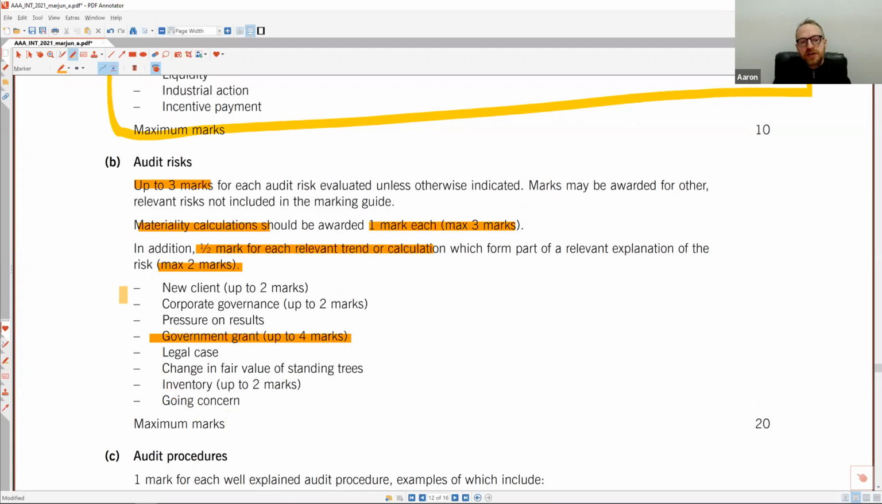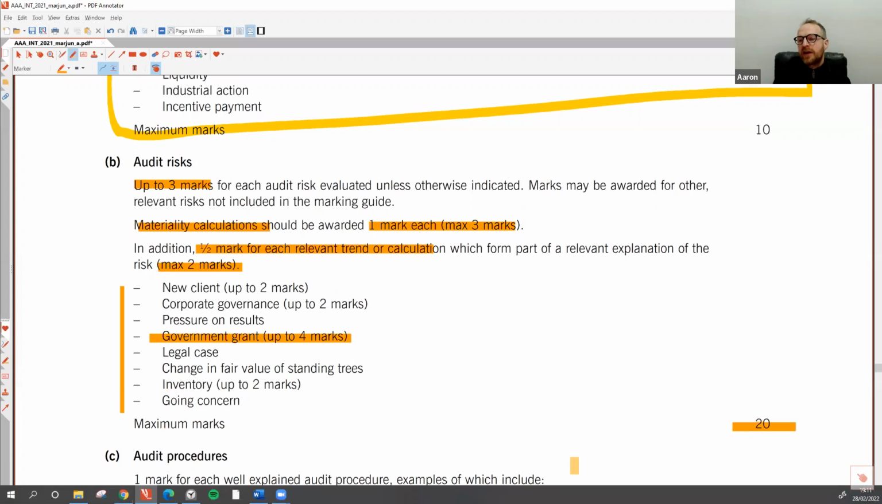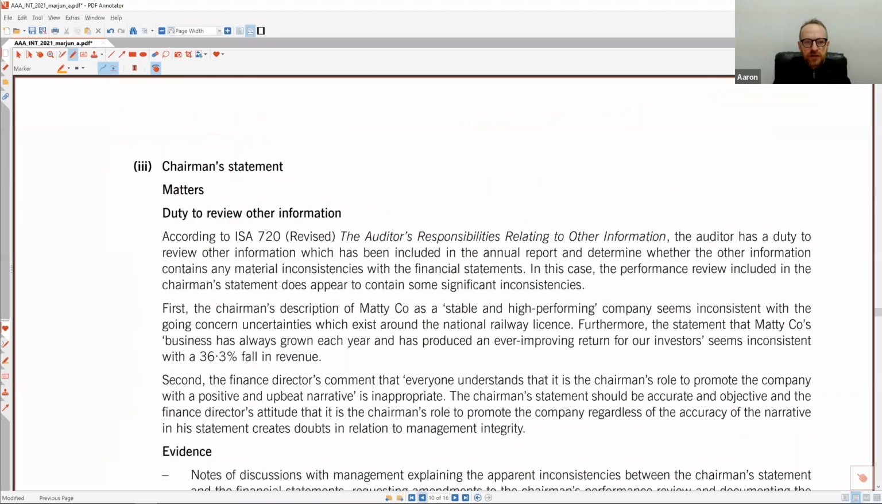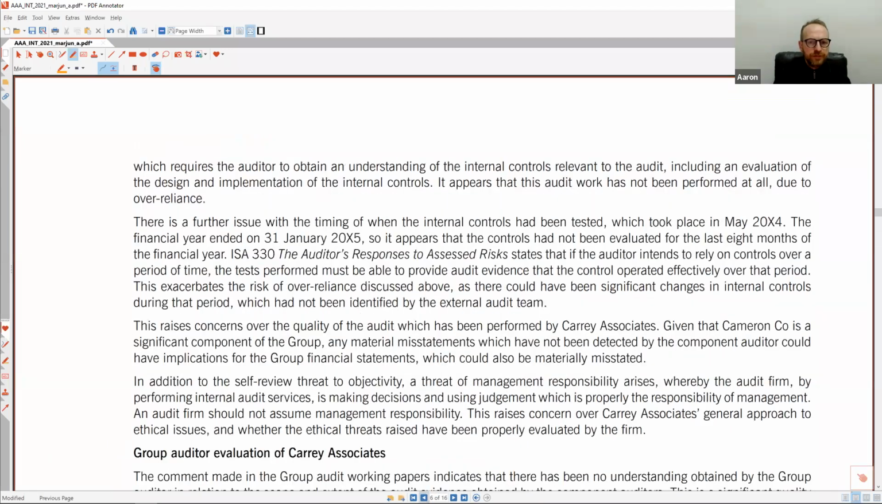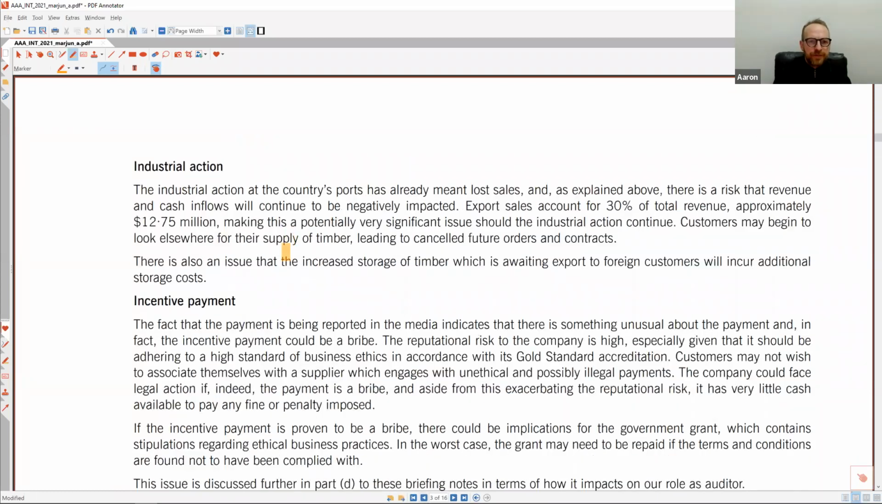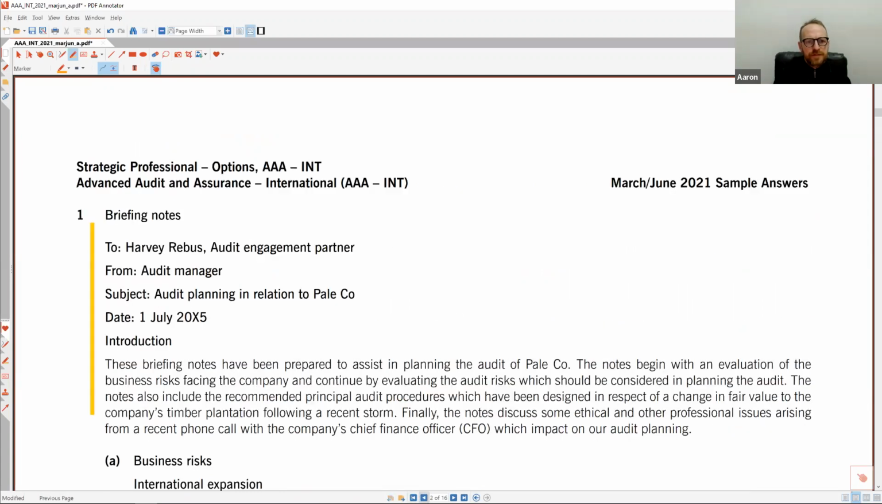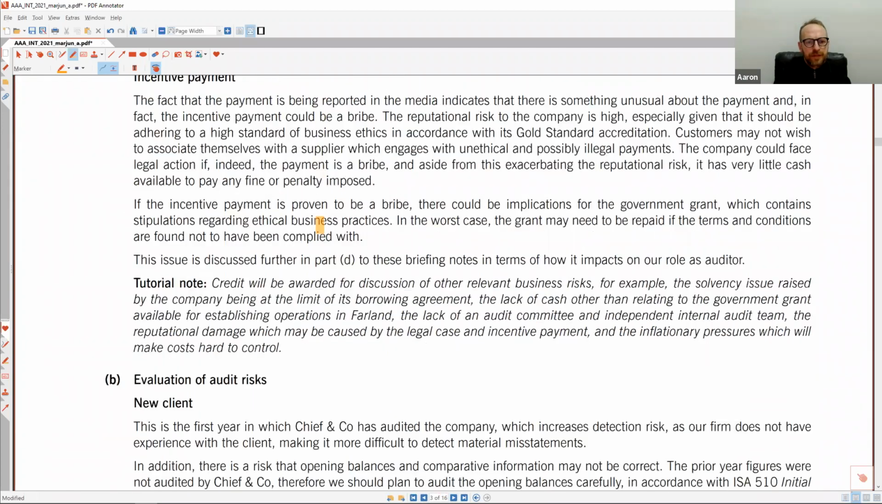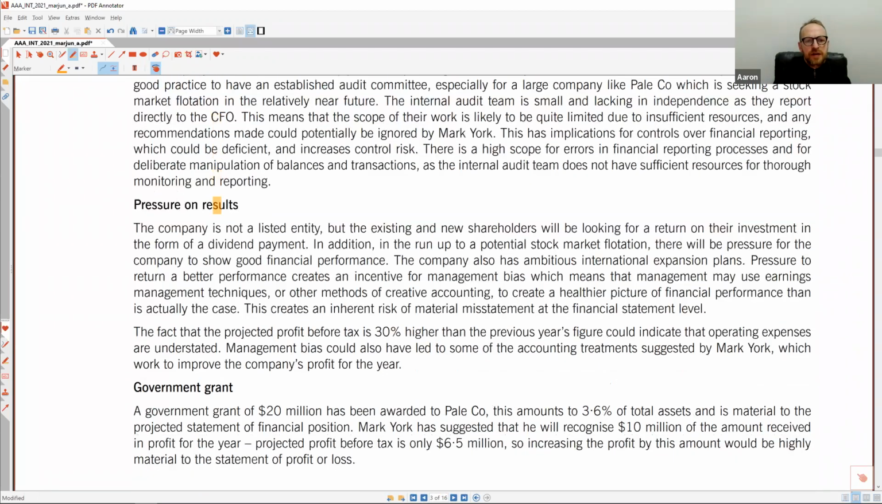Look, there's loads of other things there. If you know what an audit risk is and you can calculate materiality, you should be getting 20 marks in that. You really should. It's not difficult to do that. But you need to know a little bit about it, and you need to know your accounting standards. Okay, so just to think about that grant. That's business risks. Right, audit risks.